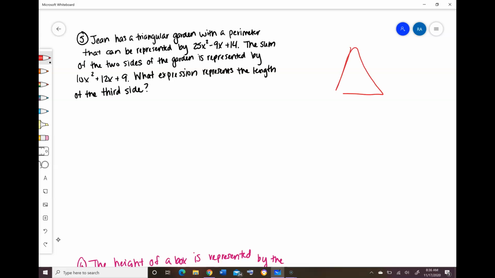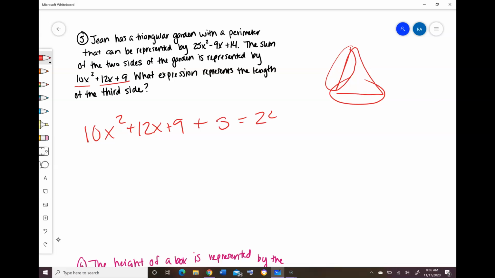Well, you know, a triangle has 3 sides. So, perimeter is where you add up all the sides. But it already said 2 of the sides. So, if I add 2 of the sides together, it gives me this. Okay, so I already have 2 sides added together. So, I've got 10x squared plus 12x plus 9. But I'm missing that third side. We're going to put S.